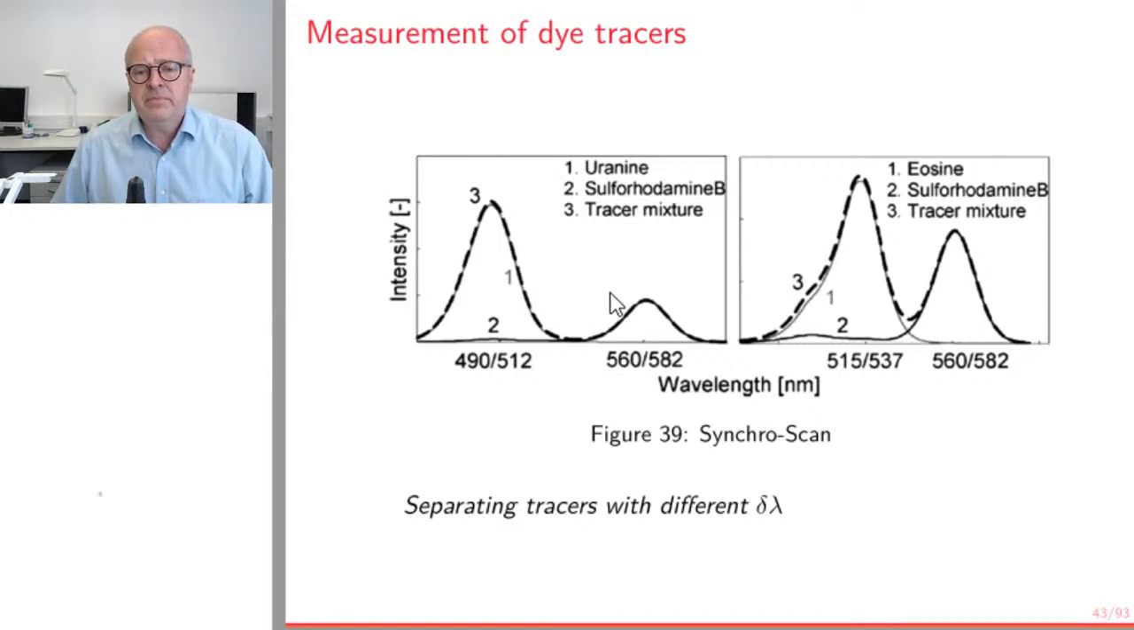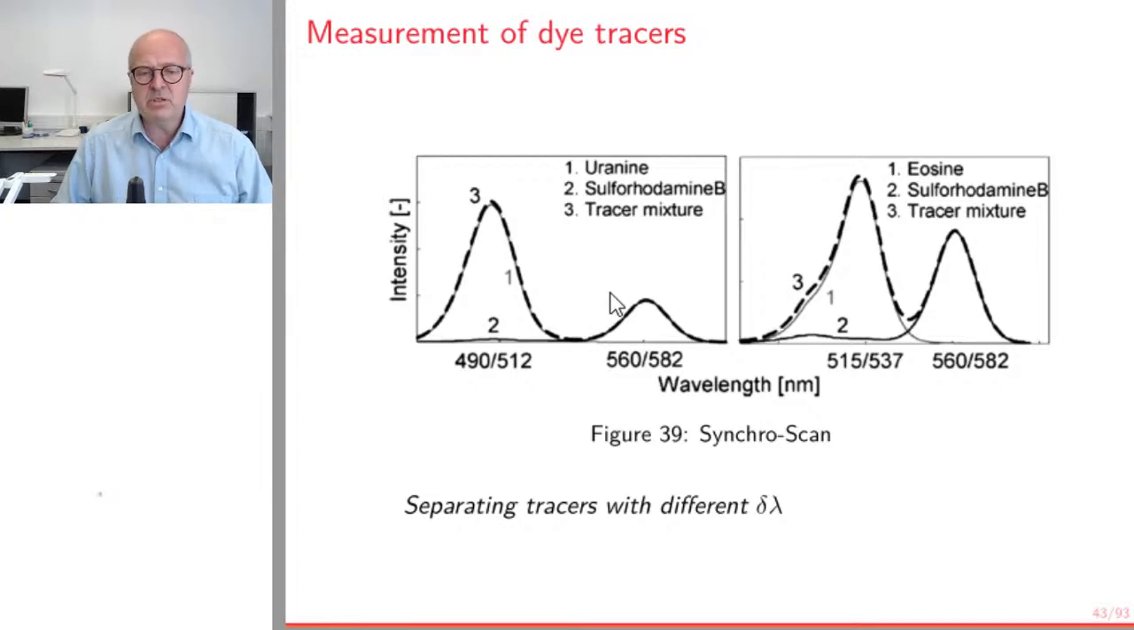Now, you can use the knowledge about different emission and excitation wavelengths to separate tracers, to separate a mixture of tracers. So here we have a tracer mixture of Euro 9, sulforhodamine B, and the tracer mixture. And by just using the excitation wavelength of Euro 9, you can actually separate these two curves, these two tracers, and measure them next to each other, especially with the synchron scan.